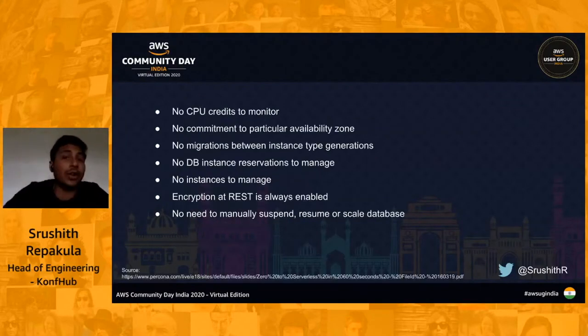And just to continue on the advantages: no CPU credits to monitor, no commitment to a particular availability zone. Amazon Aurora takes care of that. And then the various things that I have talked about, no instances to manage. It's a serverless thing, of course. Encryption at rest is enabled by default, and there's no need to manually suspend, resume, or scale the database. Everything is taken care of by Amazon itself.